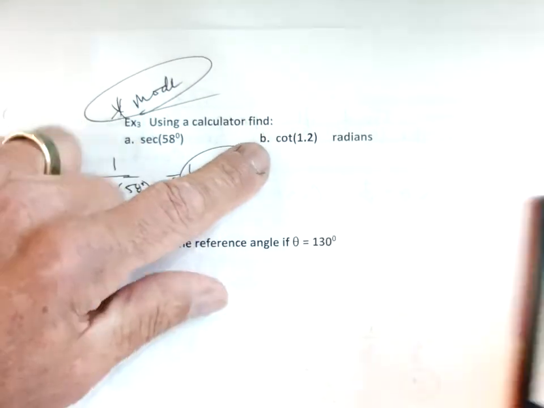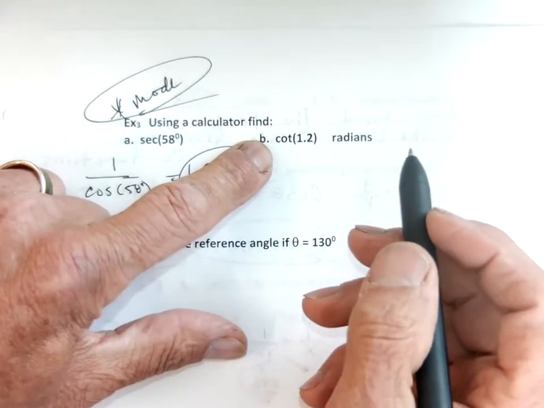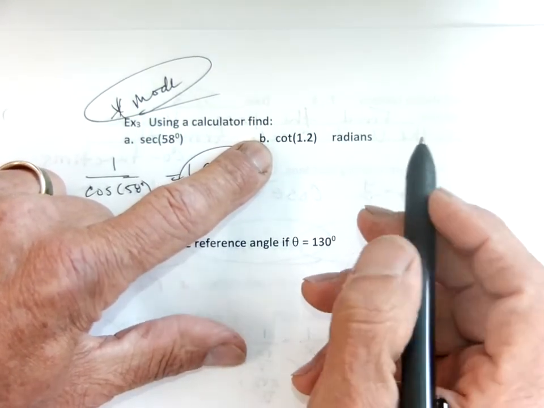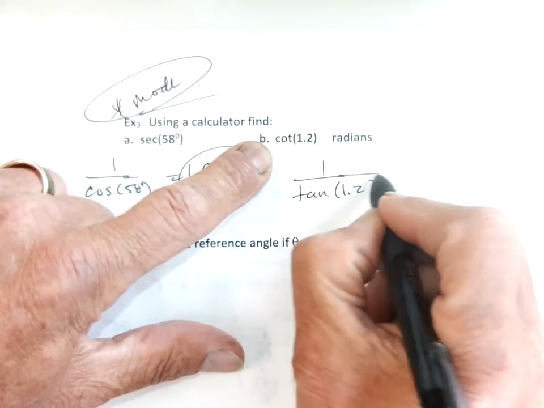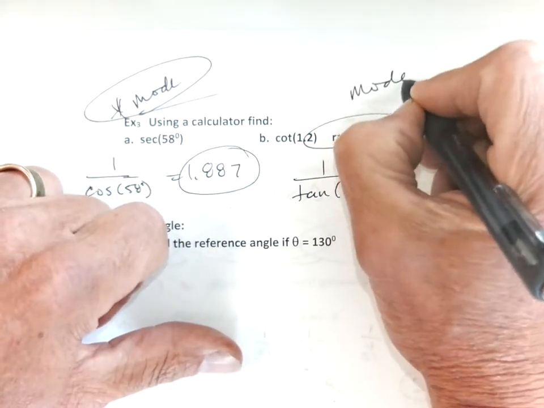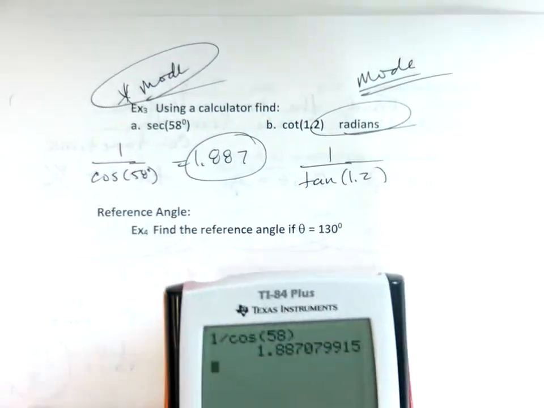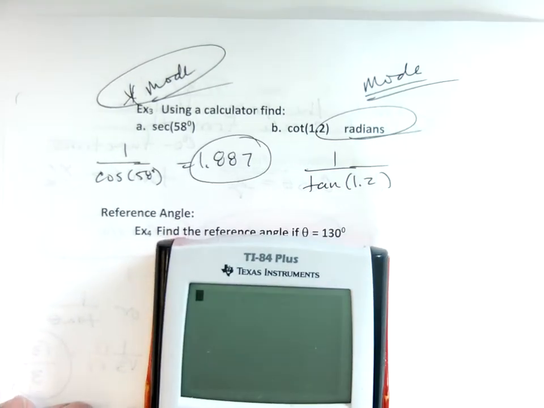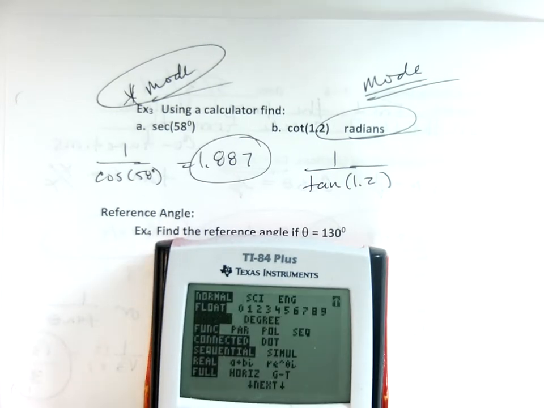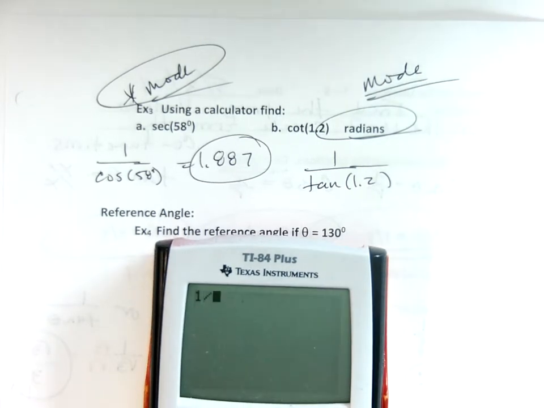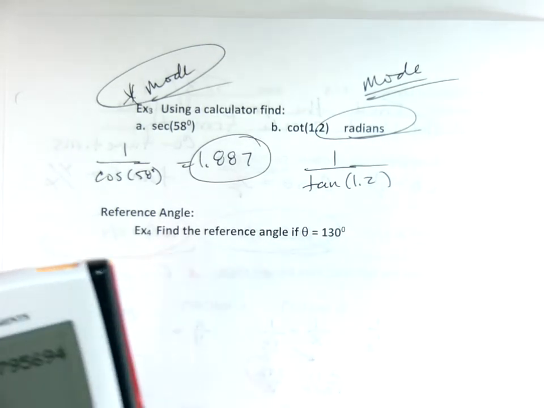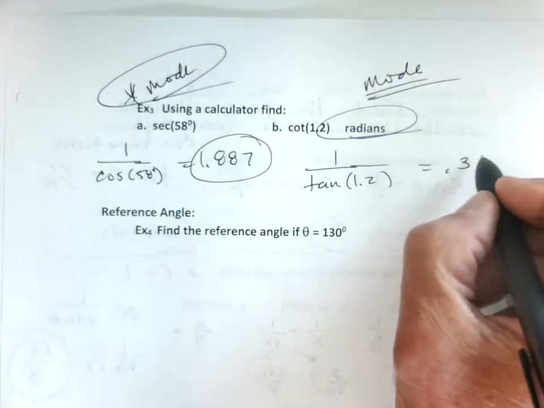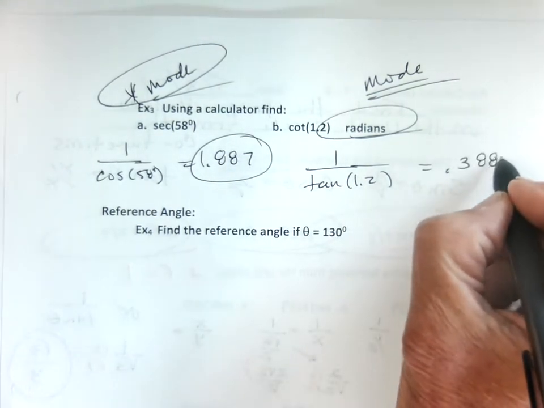Yeah, what about B? Well, you don't have a cotangent button on your calculator, but you have a tangent button. So I'm going to go 1 over the tangent of 1.2, but mode, right? You agree? Mode, clear. And I'm going to go my mode back to radians, enter, quit. 1 divided by tangent of 1.2, and I have about 0.388, 888, I guess, 888, okay.